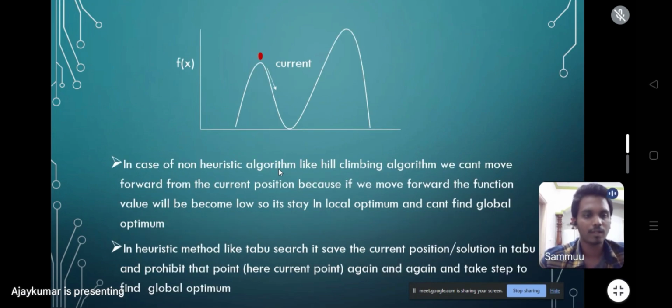In the case of a non-heuristic algorithm like hill climbing, we can't move forward from the current position because if we move forward, the function value will become lower. So it stays in the local optimum and can't find the global optimum, as I said in the previous slide. In a heuristic method like Tabu search, it saves the current position or solution in the Tabu list and prohibits it again and again, taking step by step to find the global optimum. Tabu search moves to another peak in the hill and finds the global optimum. This is the main basic concept of the Tabu search algorithm.